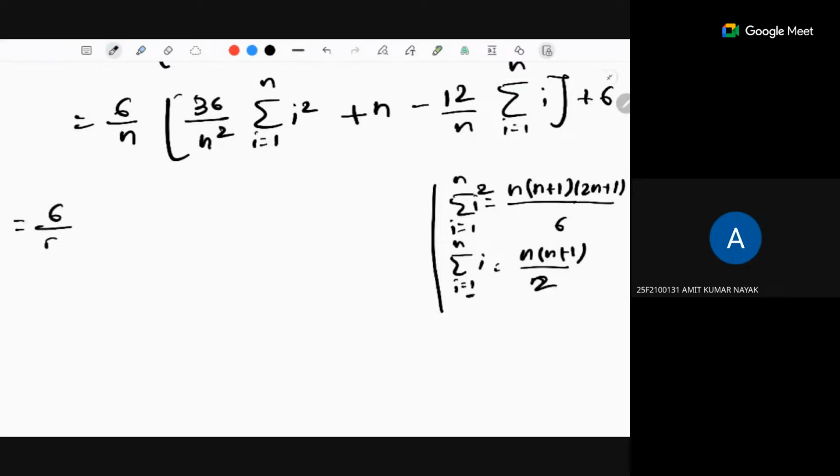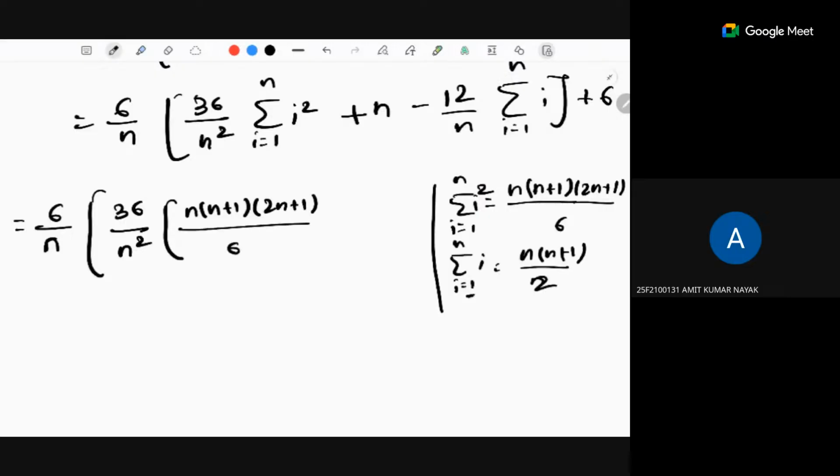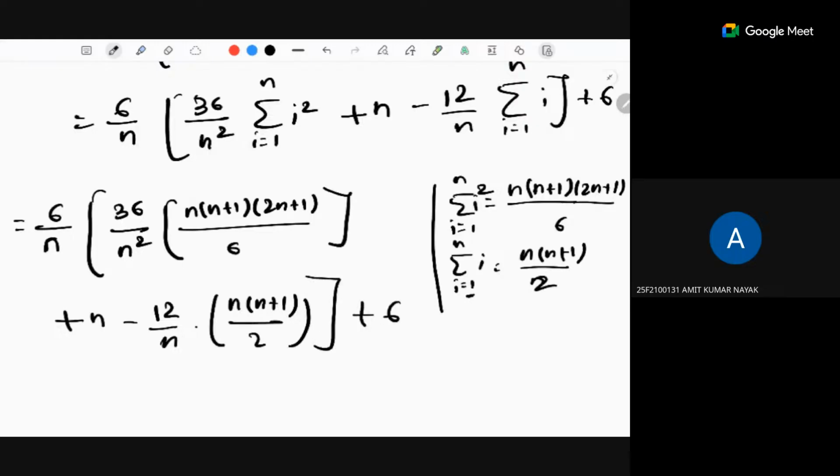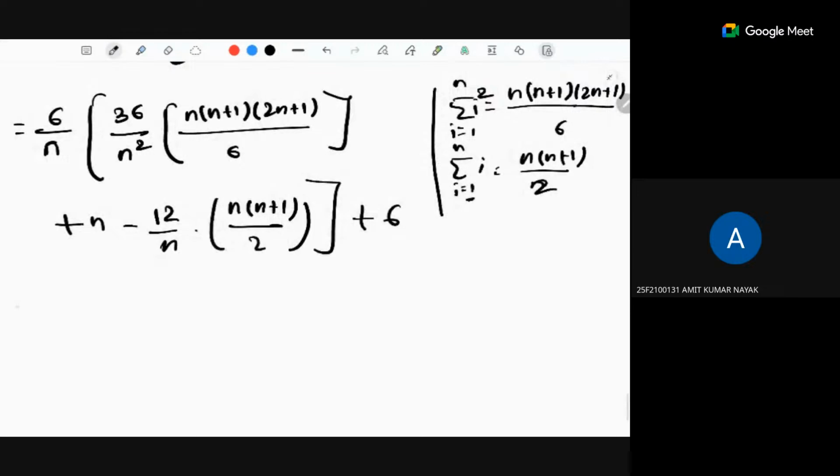This is 6 by n. This is 36 by n square multiplied by n into n plus 1 into 2n plus 1 by 6. Now plus n is there, minus 12 by n is there, and then into n plus 1 by 2. And then plus 6 we have. Is that okay so far? Yes, ma'am.